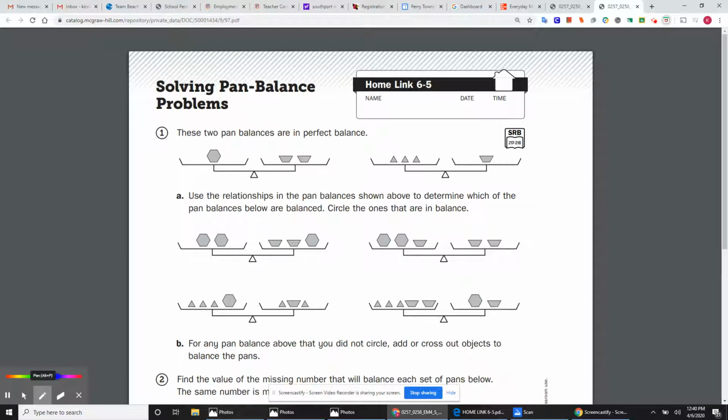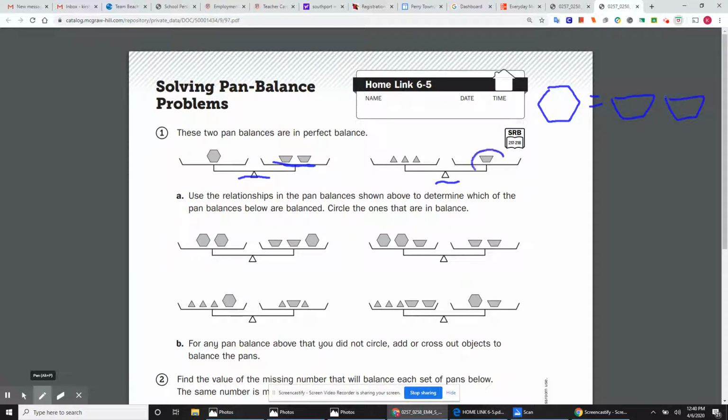All right, for the home link, it looks just like our book, and it says that these two pan balances are in perfect balance. So the pan balance on the left is in perfect balance, and the pan balance on the right is in perfect balance. That means both sides are equal. So one hexagon is equal to, or equivalent to, two halves of a hexagon, or a trapezoid.